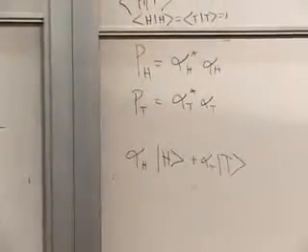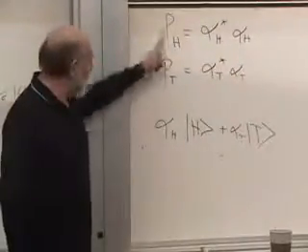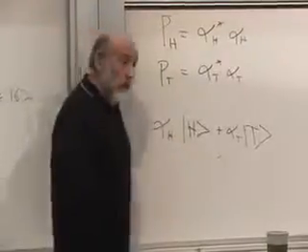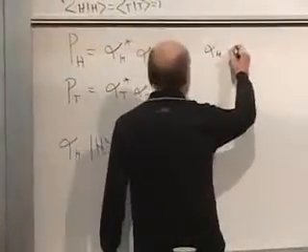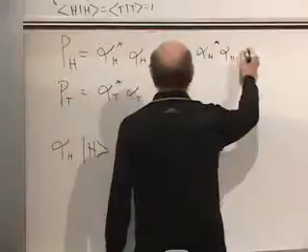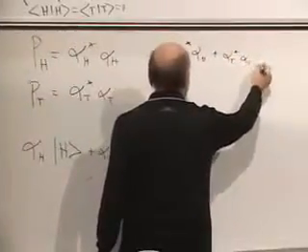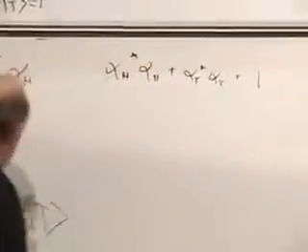That tells us one more constraint about these vectors describing physical states. We do expect the probability for H plus the probability for T to add up to 1. So we expect then that alpha H star alpha H plus alpha T star alpha T is equal to 1. Let's give this vector a name.